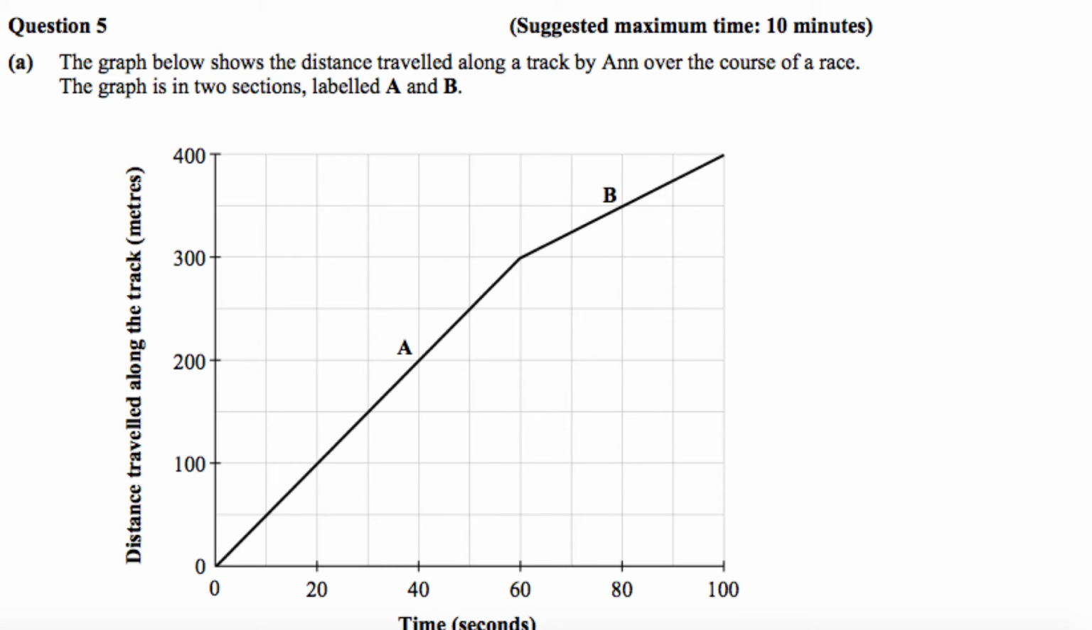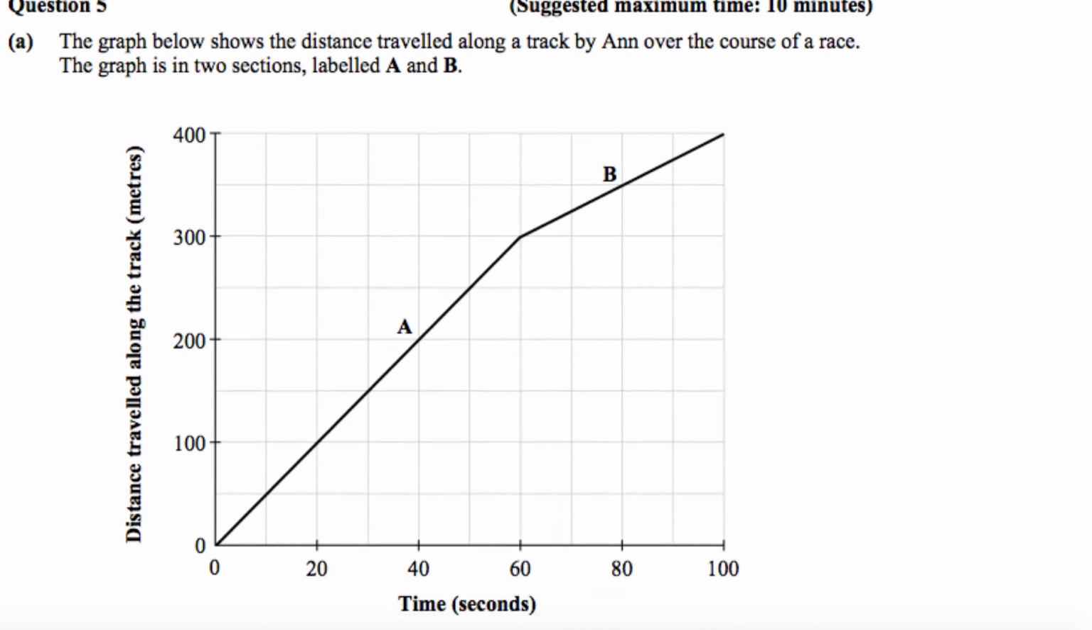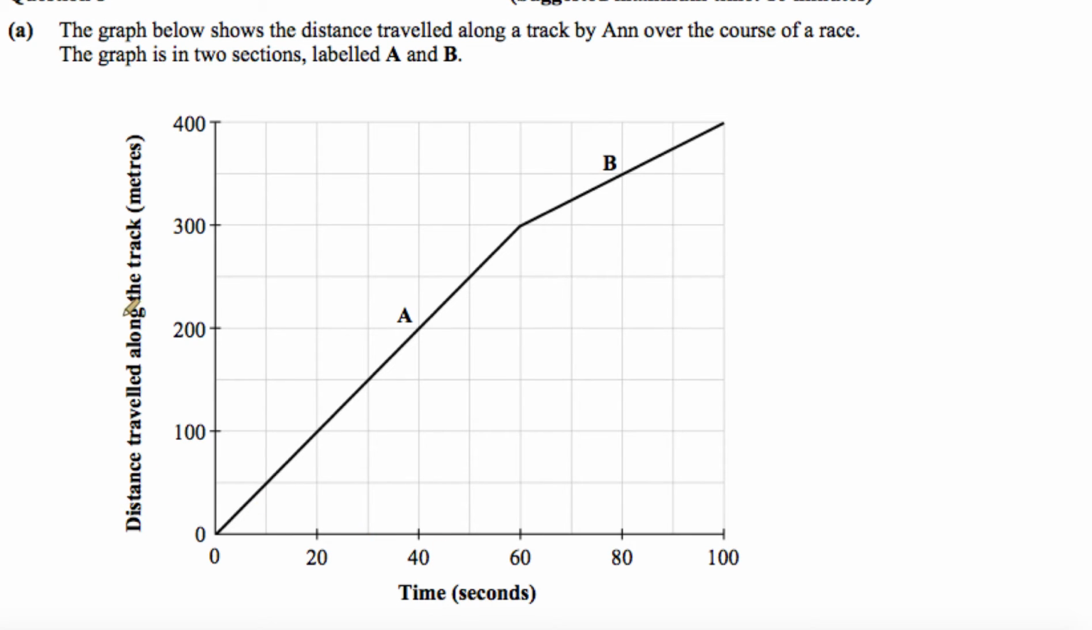So this is the 2016 Junior Cert Higher Level Paper 1, and we're looking at question number 5. Part A says the graph below shows the distance travelled along a track by Anne over the course of a race. The graph is in two sections labelled A and B. So we can see section A here and section B here. And along the x, or the horizontal axis, we have the time in seconds. And up the y-axis, the vertical axis, we have the distance travelled along the track, and that's in metres.